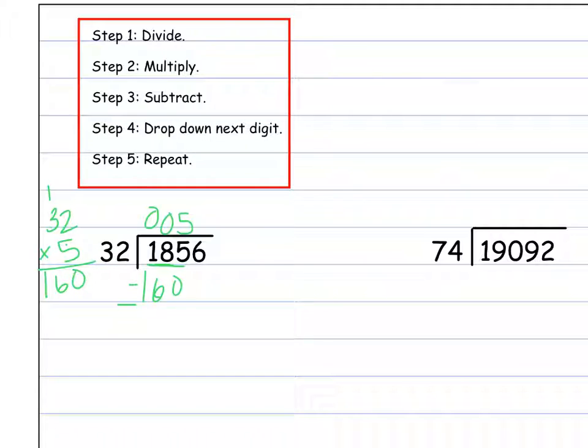Step 3 says to subtract. 5 minus 0, 8 minus 6, and 1 minus 1. Step 4, drop down the next digit. Bring down the 6.